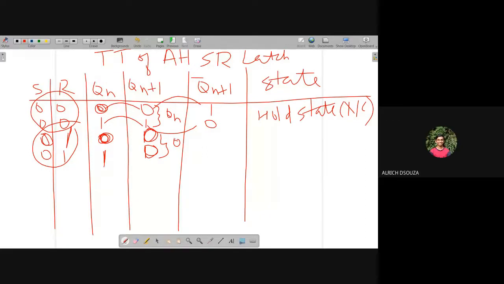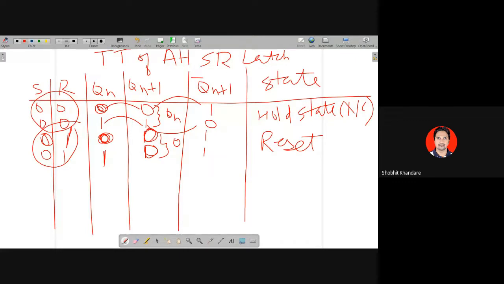Yes sir. Now tell me, in both the cases Qn plus 1 bar should be 1 here and 1 here. Is it right? Yes sir. So this state is called the reset state. Now it is simple for you to complete the table.